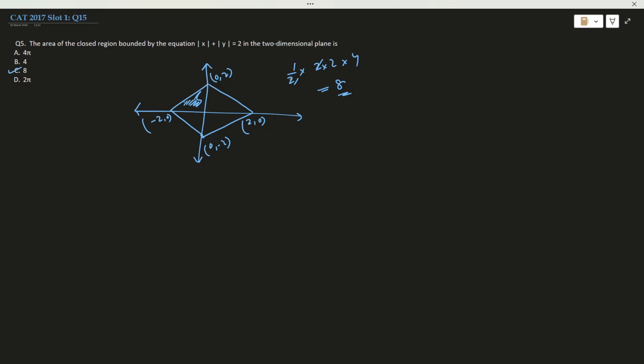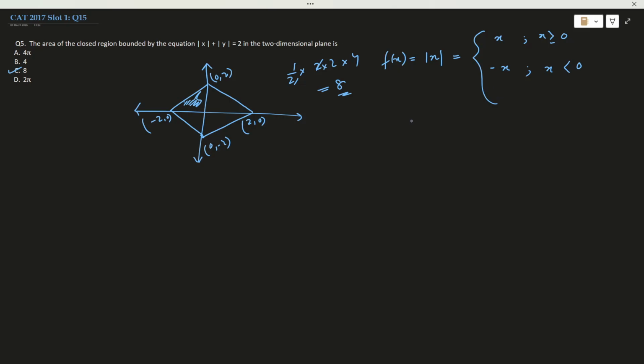Alright guys, so let me see. First I will explain what is mod x. Mod x is a function of x. How do we define mod x? Mod x is equal to x when x is greater than or equal to 0, and minus x when x is less than 0.